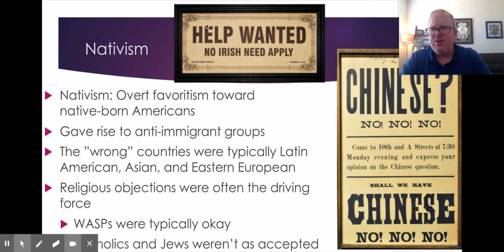For example, this was a sign you might see in New York or Chicago. It said, help wanted, no Irish need apply, okay? Even though they wanted help only from certain people.